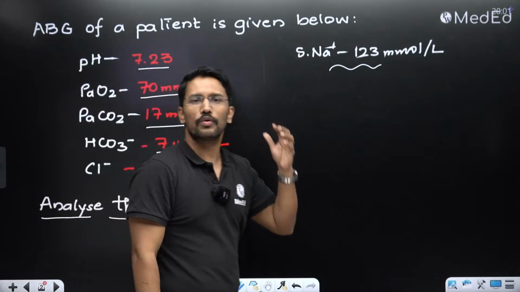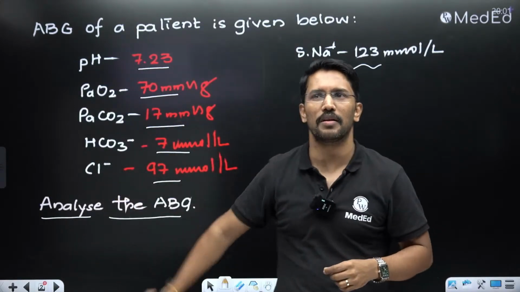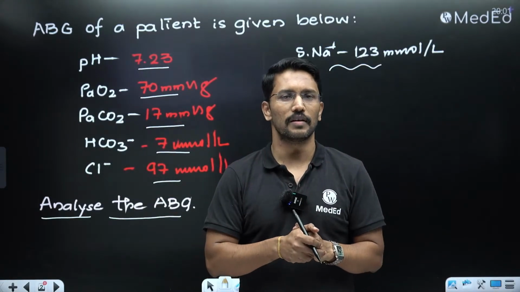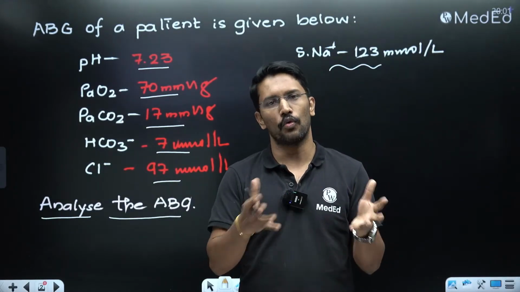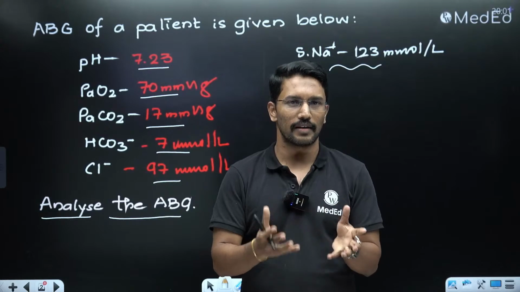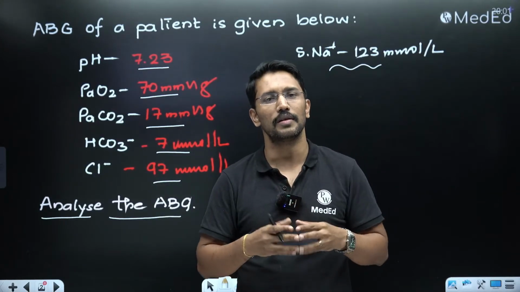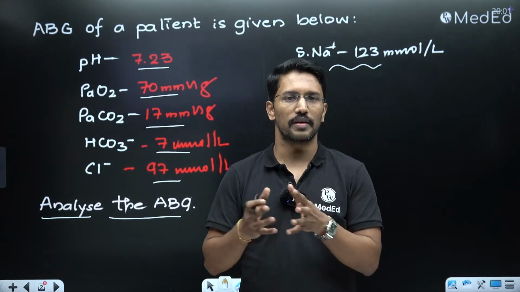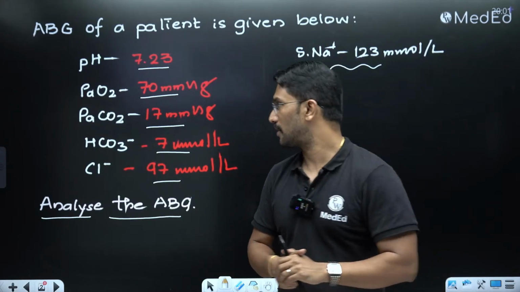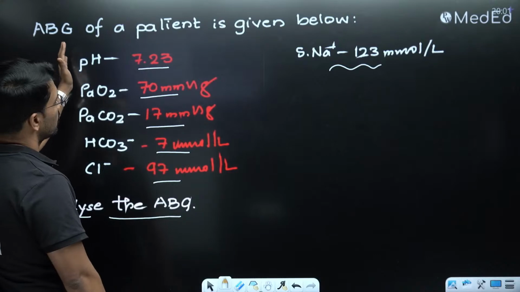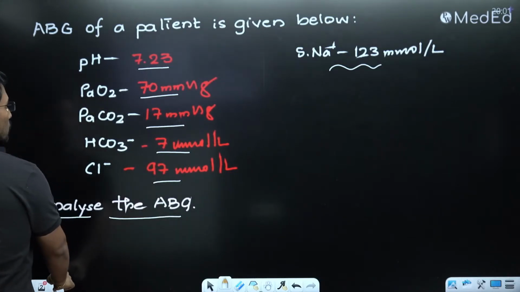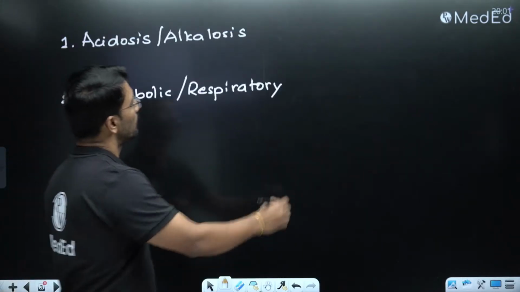So what do you think? What is the ABG abnormality here? Is it acidosis or alkalosis? That is the first step. If you know whether it is acidosis or alkalosis, then the next step is to identify whether it is a respiratory pathology or a metabolic abnormality. So let us do that. First step is to assess whether there is acidosis or alkalosis. Here the pH is 7.23.